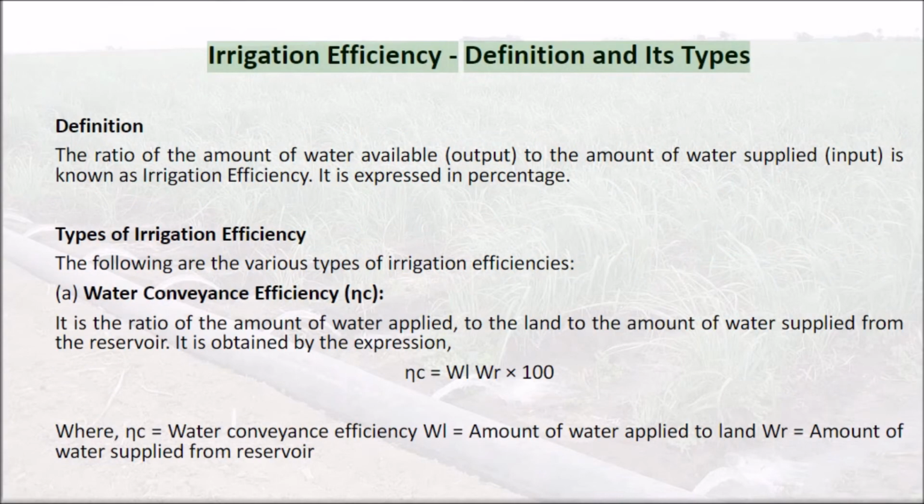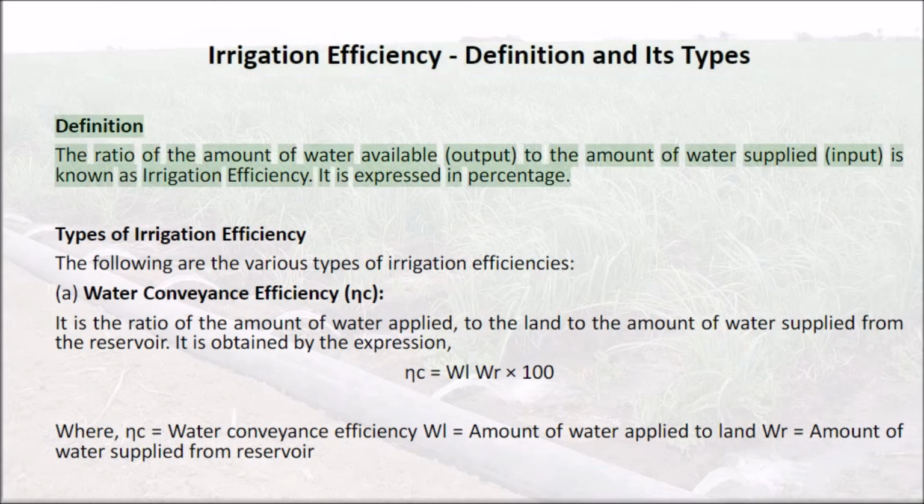Irrigation efficiency definition and its types. Definition: the ratio of the amount of water available, output, to the amount of water supplied, input, is known as irrigation efficiency. It is expressed in percentage. Types of irrigation efficiency. The following are the various types of irrigation efficiencies.